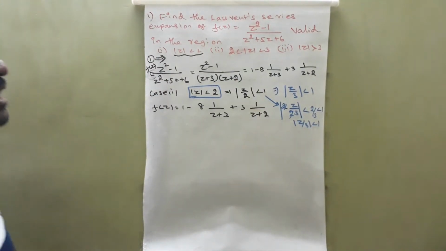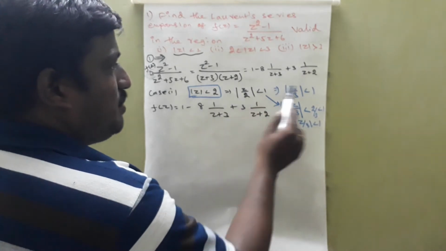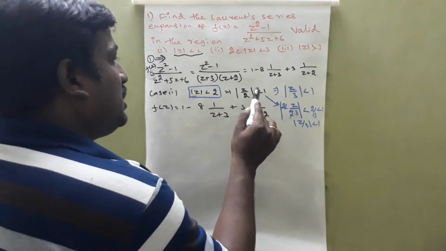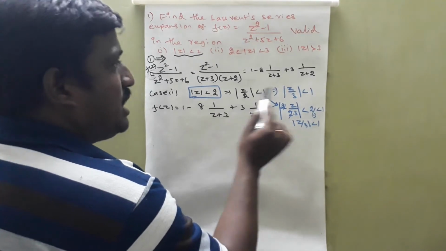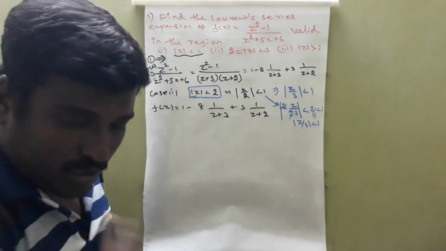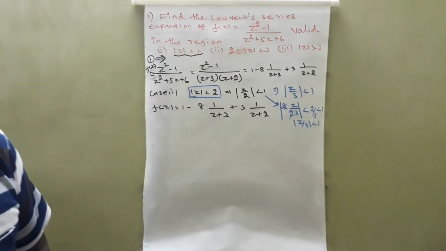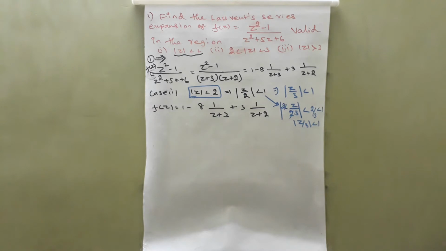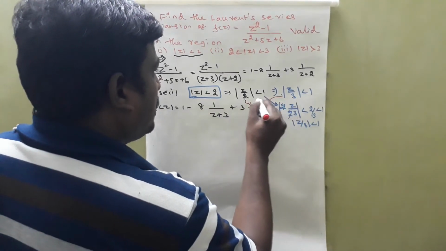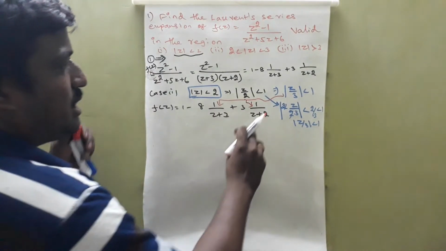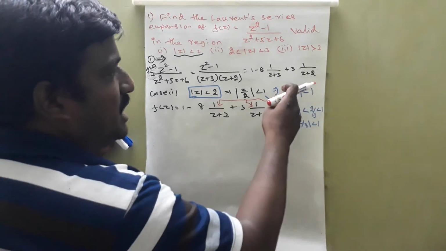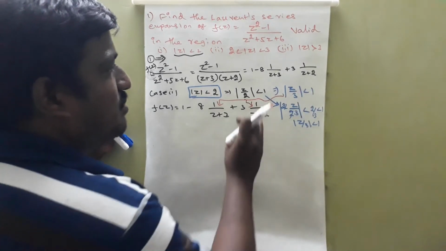So now I have two conditions. One is modulus of z by 2 less than 1. Another one is modulus of z by 3 less than 1. For applying this condition, I have to take the 2 outside. For applying this condition, I have to take the 3 outside. This condition is for this term and this one is for this term, because for the term containing z and 2 I have to apply this condition, and for the term containing z and 3 I have to apply this condition.